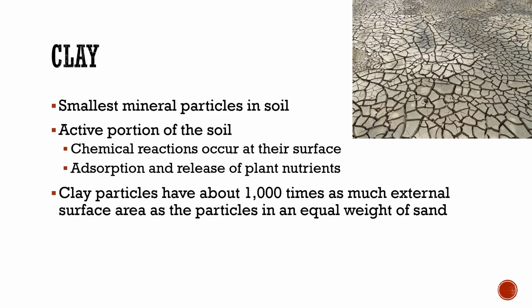Clay are the smallest mineral particles in the soil. It's the most active portion of the soil minerals. Chemical reactions occur at their surface. Absorption and release of plant nutrients happen here, and I'll talk about what absorption is very shortly. Clay particles have about 1,000 times as much external surface area as the particles in an equal weight of sand. We'll be talking about porosity next week, but think about it, with all that surface area, clay actually has more porosity than sand does, but that doesn't mean it drains well.